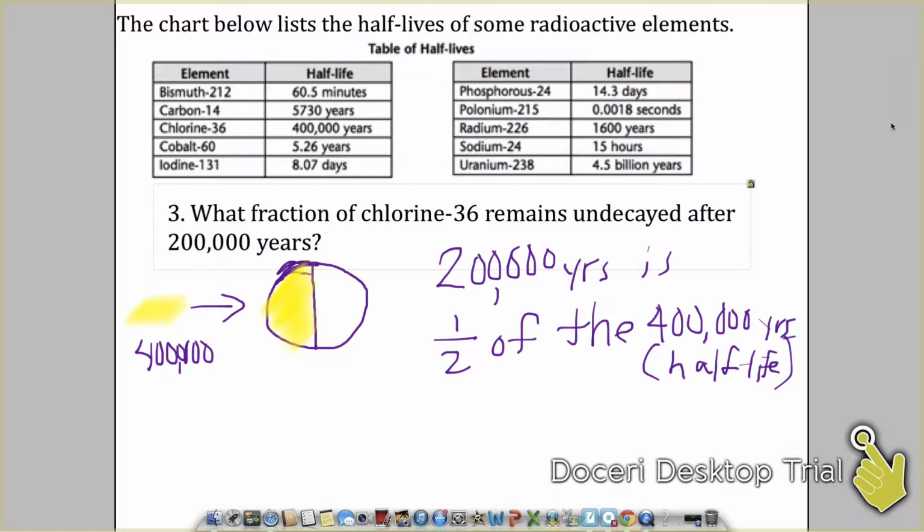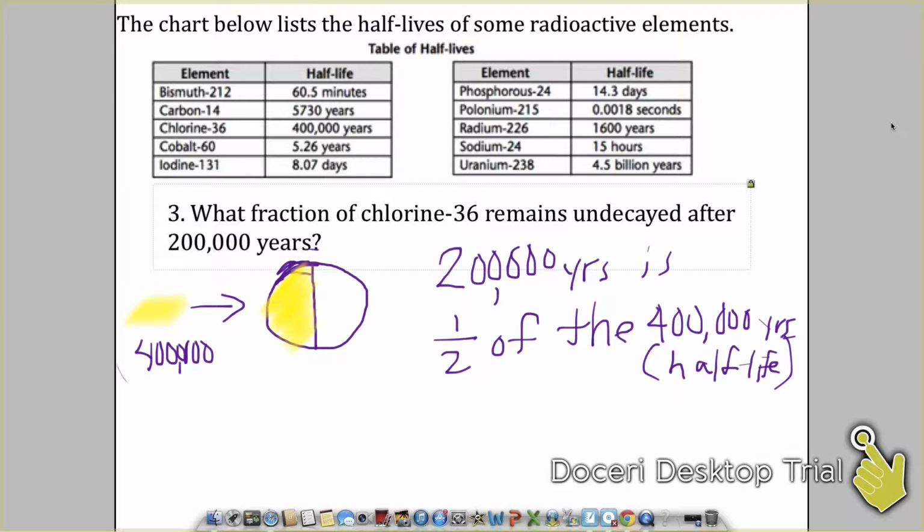Okay, what are you confused on? We're not done yet. I'm just breaking it down. So we know that 200,000 years is half of the 400,000 years. If you still are confused afterwards, let me know. But if 400,000 years had occurred, this is what we would end up with, correct? But 400,000 years did not occur. How many years occurred? 200,000.